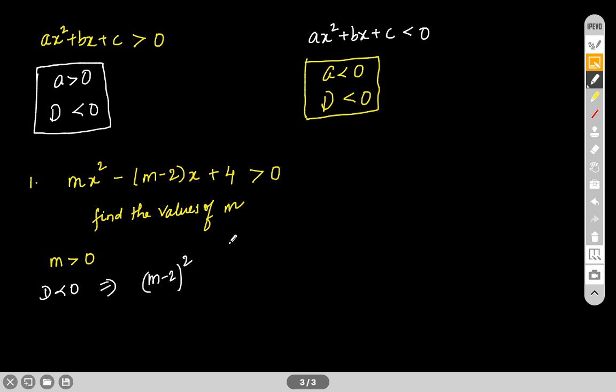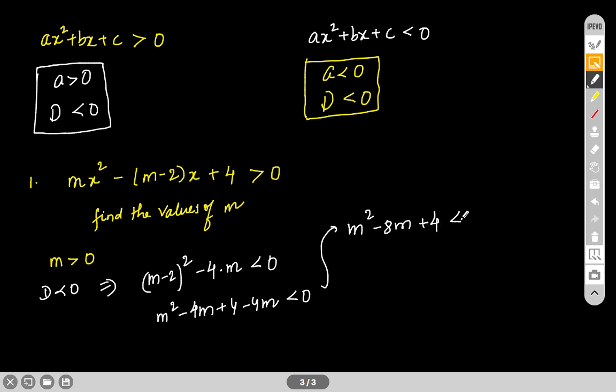b square minus 4ac should be less than 0. So isn't it minus m minus 2? No, minus m plus 2. Isn't it 2 minus m? That doesn't matter because b square will be m minus 2 whole square only. That means m minus 2 whole square minus 4m should be less than 0, which means m square minus 8m plus 4 is less than 0.